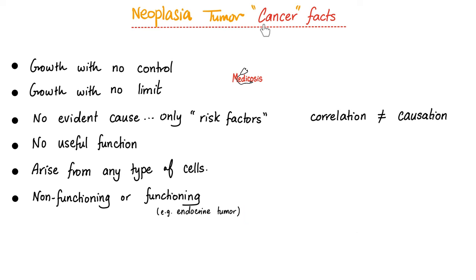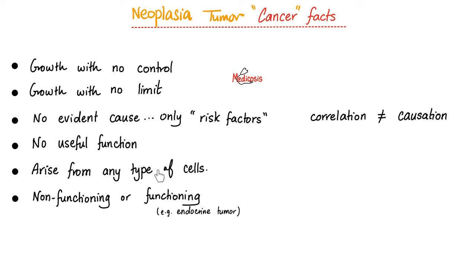Why do we hate cancers? Because a cancer is a growth with no control, with no limit, with no evident cause. We know of risk factors. Don't forget, correlation is not the same as causation. Well, my cousin developed cancer after using an HB graphite pencil. That does not necessarily mean that the graphite pencil caused your cousin's cancer. Cancer serves no useful function.